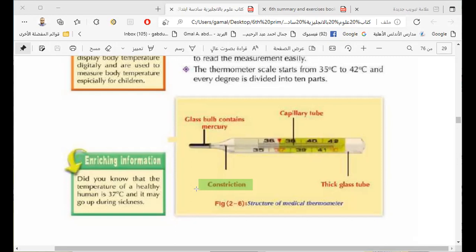Mohannad, what is the function of the constriction? Didn't you hear Eyad? It prevents the return back of mercury, so we can have longer time to read the temperature, because you will take it out of your mouth and start to see the temperature.